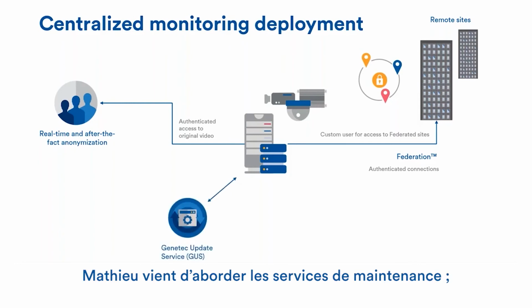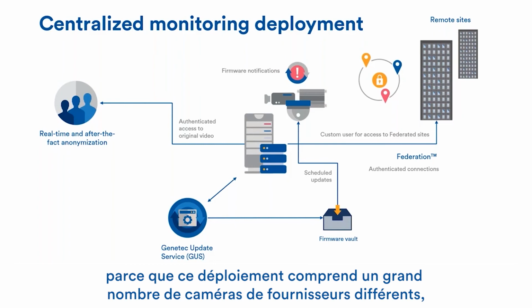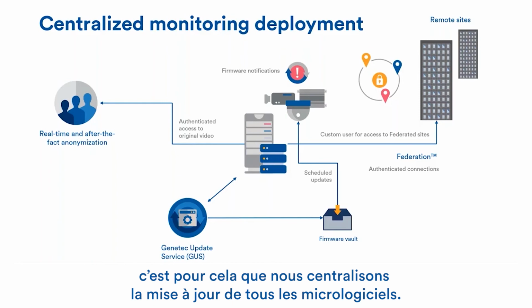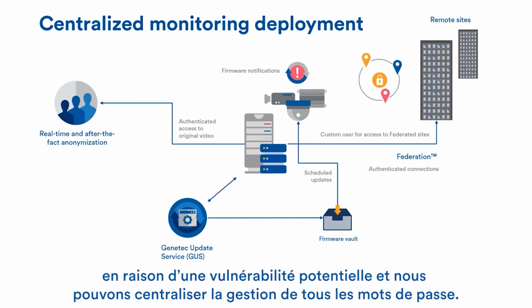And then Mathieu just went over the maintenance services. So the GUS combined with the firmware vault will allow us to schedule the updates, because in this deployment, we have tons of cameras from many different vendors. So we're centralizing the update of all firmware. We receive a notification when there's a critical firmware update to apply because there's a potential vulnerability. And we can centralize the management of all the passwords.